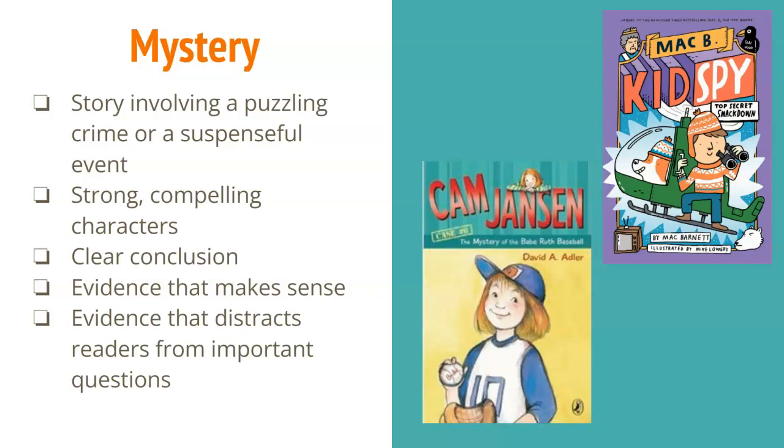So first, we'll be talking about mystery. So mystery are stories involving a puzzling crime or suspenseful event. So it might include strong and compelling characters, it'll have a clear conclusion or resolution to the story, and it'll include evidence that makes sense with the story, as well as evidence whose goal is to distract readers from important questions. Examples of these kinds of books might be the Cam Jansen series or the Kid Spy series.